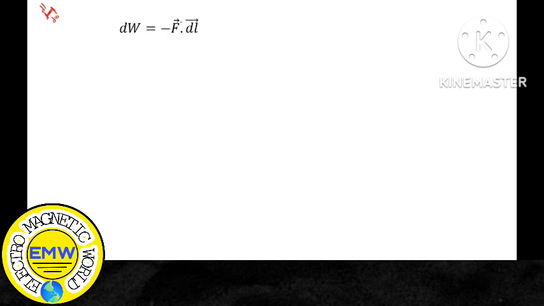This minus F, as I told you, represents that we are moving against the electrical field lines. When we are moving against the electrical field line, the force will be negative. And if we are moving in the same direction, then the force will be a positive force.